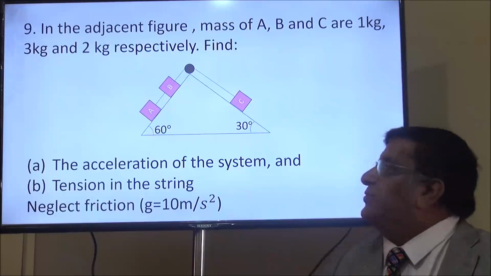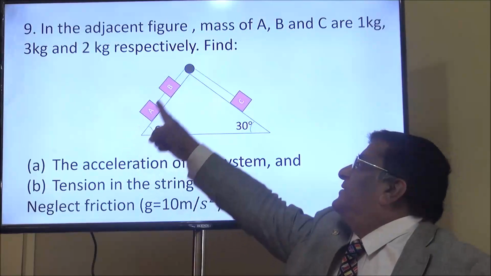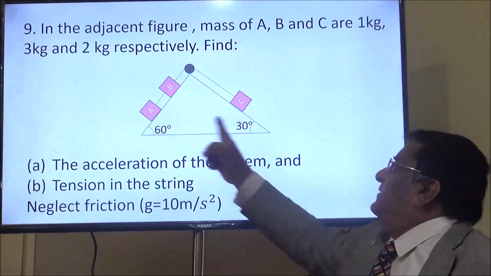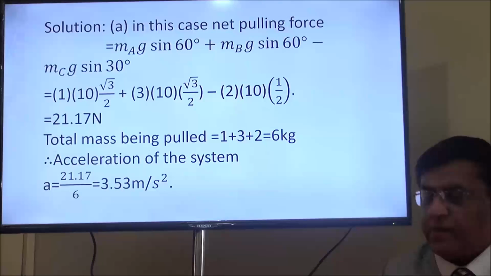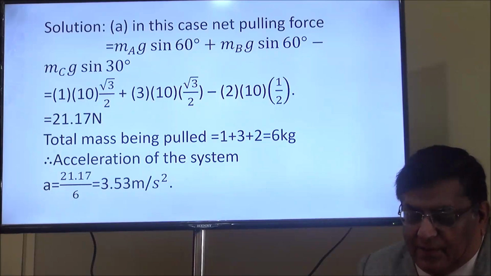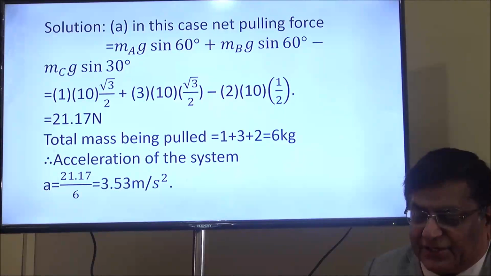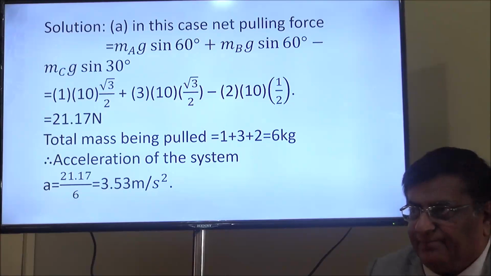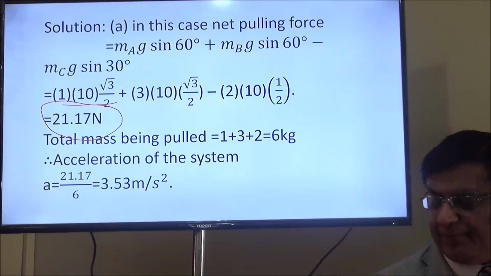How will you find the force acting in this direction? mg sine theta, mg sine theta. Right? Here mg sine 30, mg sine 60. And see which is the larger. In one direction, m_A g sine 60, m_B g sine 60. In the opposite direction, negative direction, m_C g sine 30. Put the values. The answer should come to 21.17 Newton. You get the net force here, 21.7.